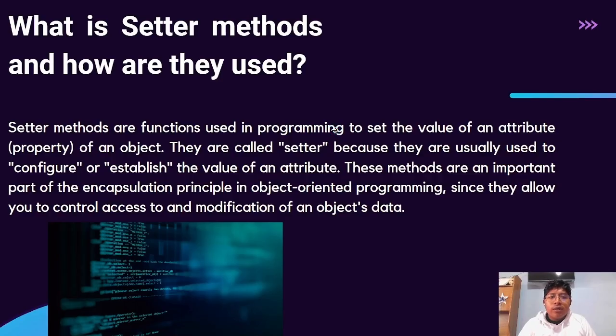What are setter methods and how are they used? Setter methods are functions used in programming to set the value of an attribute of an object. They are called setters because they are usually used to configure or establish the value of an attribute. These methods are an important part of the encapsulation principle in object-oriented programming, since they allow you to control access to and modification of an object's data.